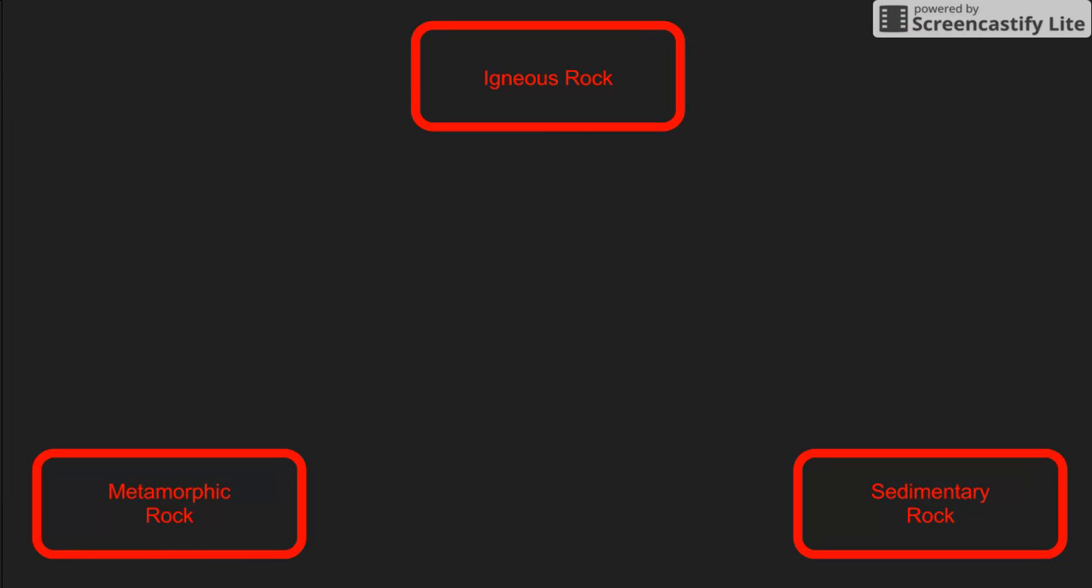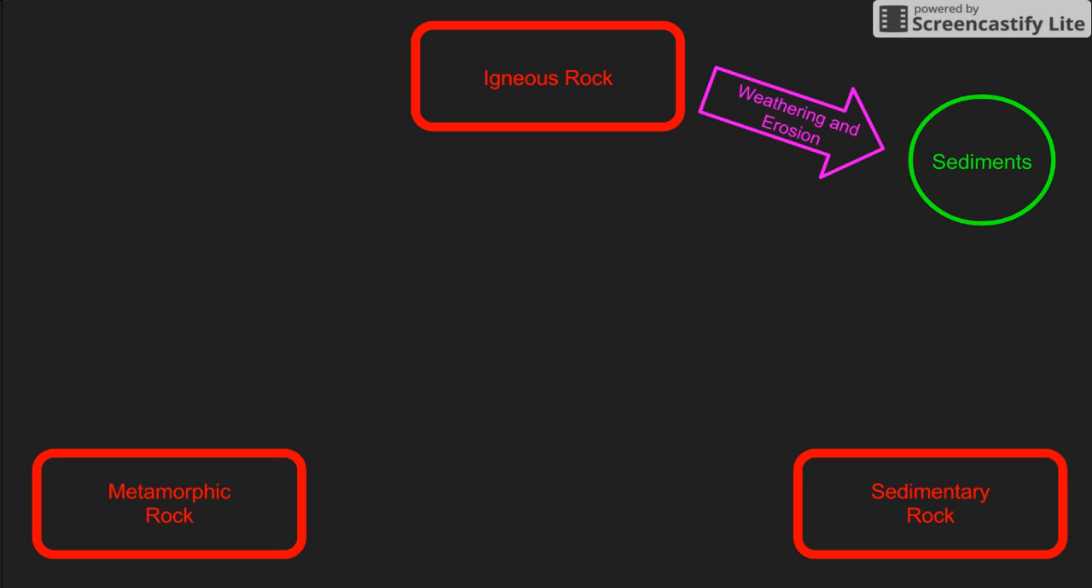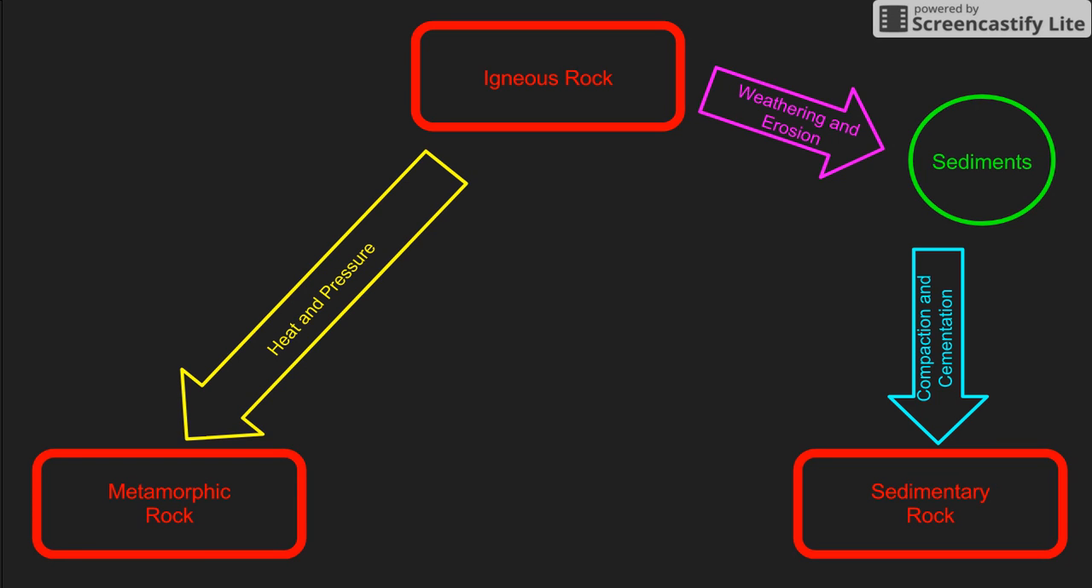Next, I have an example of the rock cycle that shows the processes that rocks go through. When an igneous rock goes through weathering and erosion, it becomes sediments. When the sediments get compacted and cemented, they become a sedimentary rock. When an igneous rock is put under heat and pressure, it becomes a metamorphic rock.